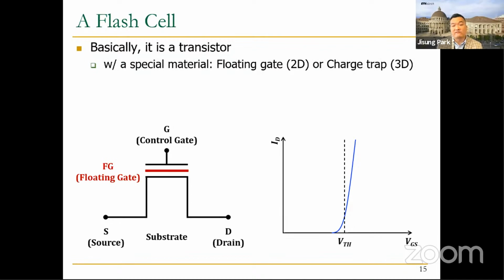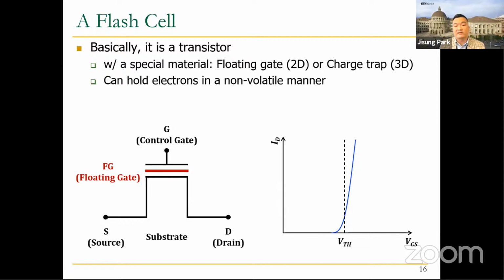So the key difference between a flash cell and a regular transistor is that a flash cell has a special material called a floating gate or charge trap. 2D NAND flash implements the special material using a floating gate, but it is also one of the mainstreams for 3D NAND flash memory to implement the material using a charge trap. The physical characteristics of these materials are quite different from each other, and so NAND flash memory based on different technology also exhibits some different physical characteristics. But today we will review NAND flash organization with 2D technology to make it easier to understand.